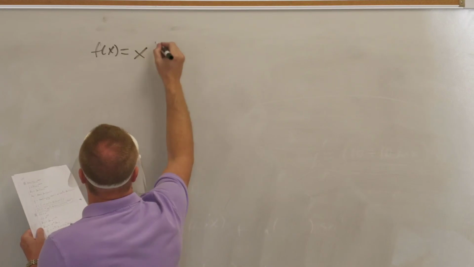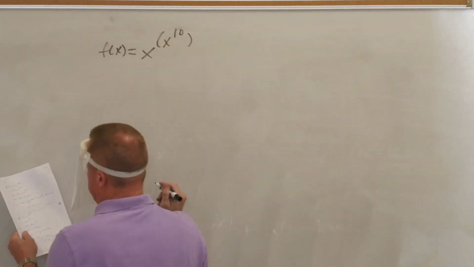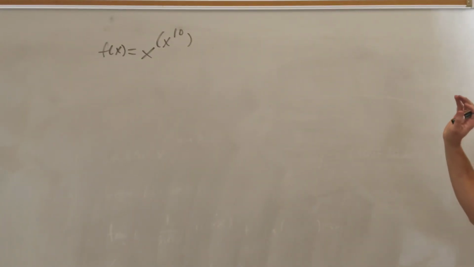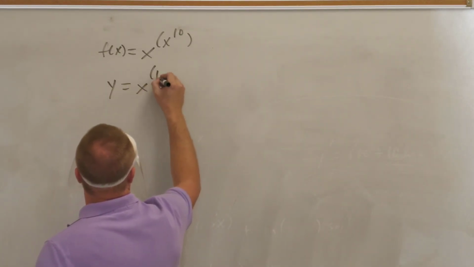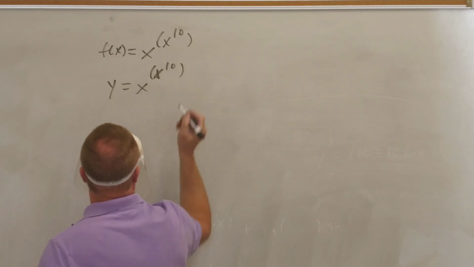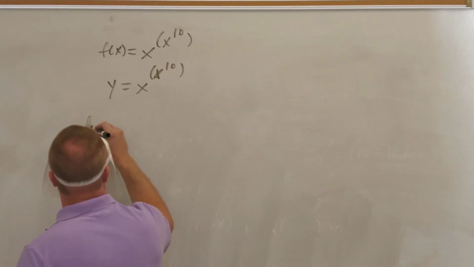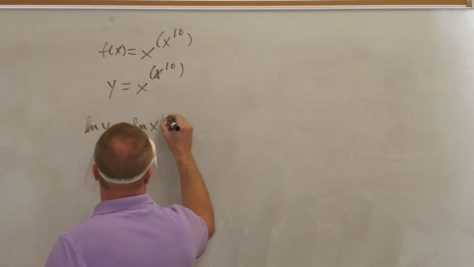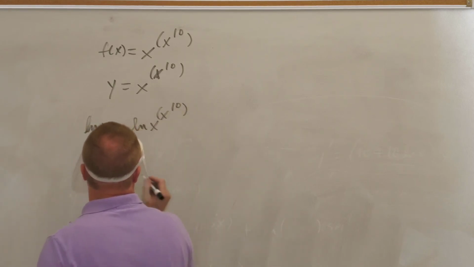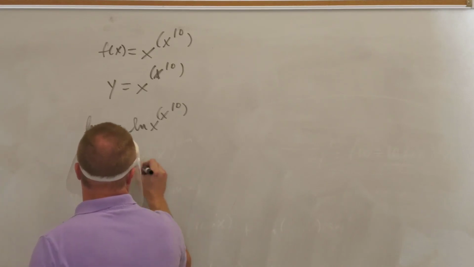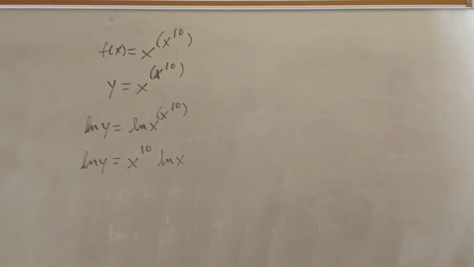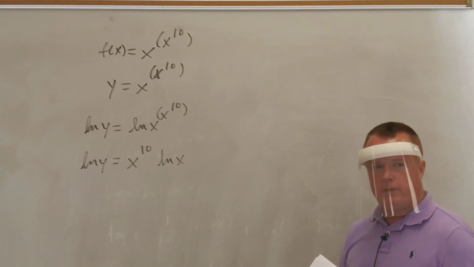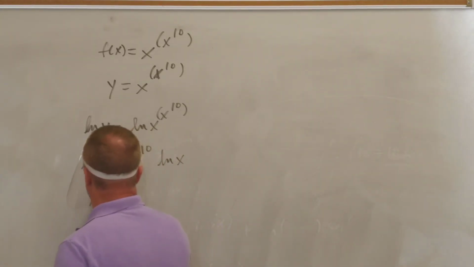f of x equals x to the 10th power. Okay, so I definitely have a base that's a variable, exponent that's a variable. So quickly, we'll write it with y, and then I'm going to take the ln of both sides. Which will then enable me to write the right side as x to the 10th power times ln x. Okay? Take the derivative of both sides. So the left side will be y prime over y.